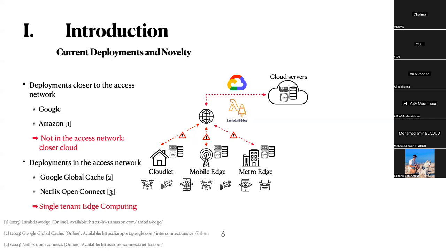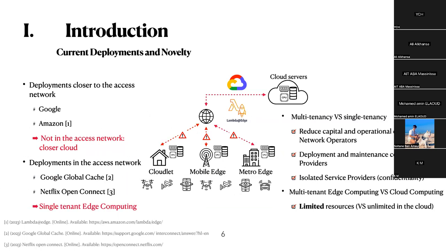Current deployments inside the access network, so as we see the edge, are Google Global Cache and Netflix Open Connect. However, this vision is single tenant. So only Google will use the resources deployed by them, or only Netflix will use their resources deployed by them. So it's single tenant edge computing, exclusive for the service provider.